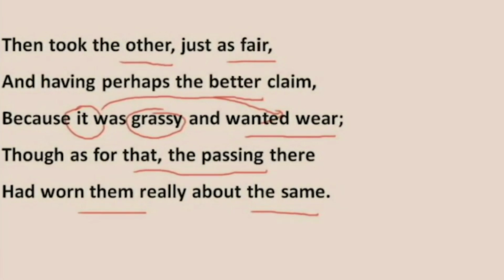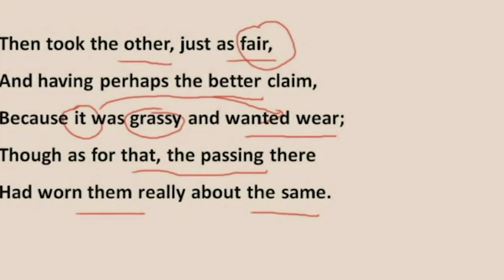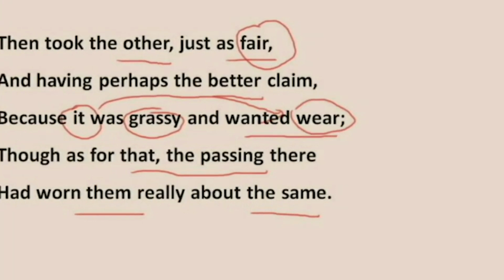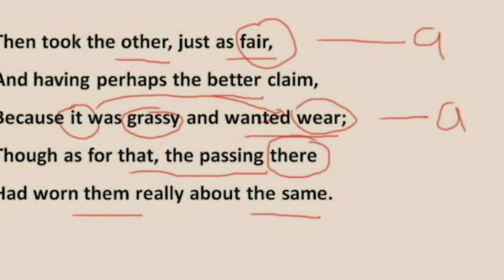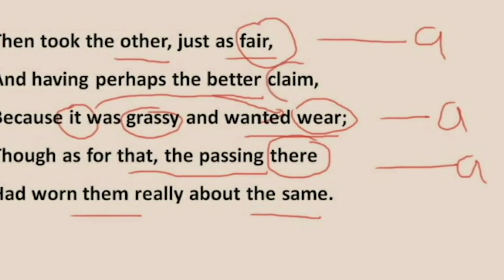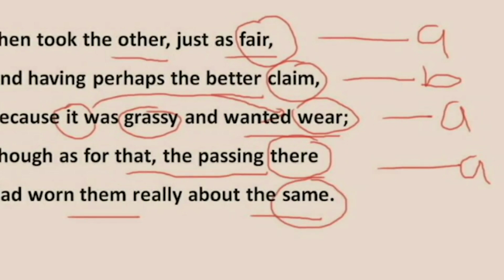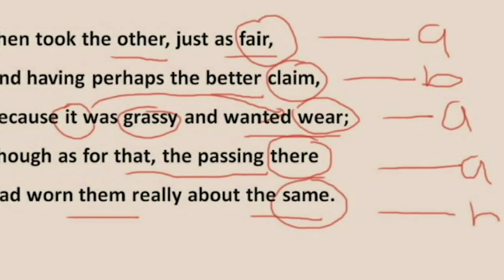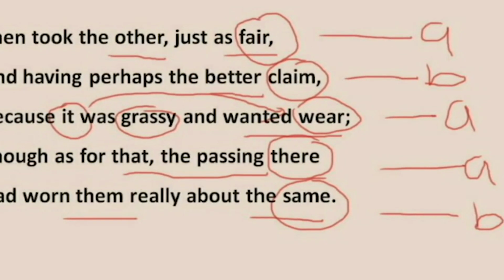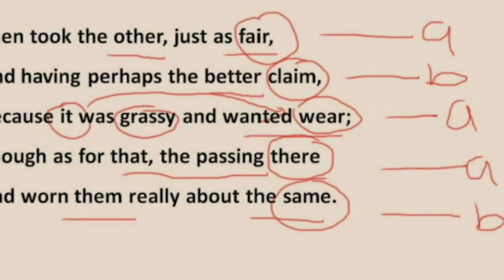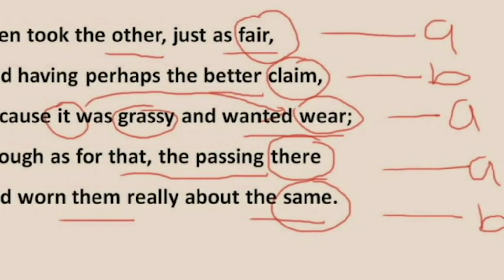Now again, let us look at the rhyming words. The first one is fair. Fair rhymes with where. There rhymes with where. Now let us write A, A, A. Now we have claim. Write it B, and claim and same, they both rhyme together. So we write B. Again the rhyming pattern is A, B, A, A, B. If you look at all the stanzas, the poet tried to maintain this rhyming pattern throughout his stanzas.